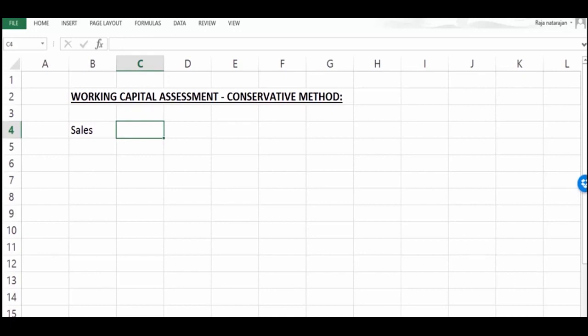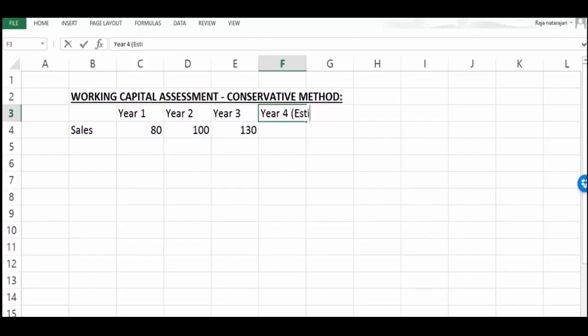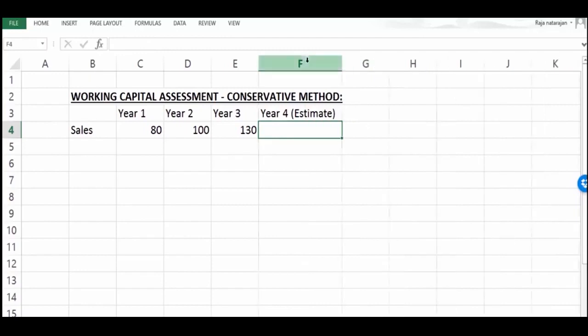So how to go about? Let's say we are going to have some 3 years figures. Okay, let's say year 1, year 2, year 3. In year 1, the turnover of the company is 80 million. In year 2, the turnover is, let's say, 100 million, and in year 3, the turnover is, say, 130 million. Okay, so now we are focusing on year 4, and that's the year we are estimating. Okay, estimate, and it's for this year we are looking for cash credit.